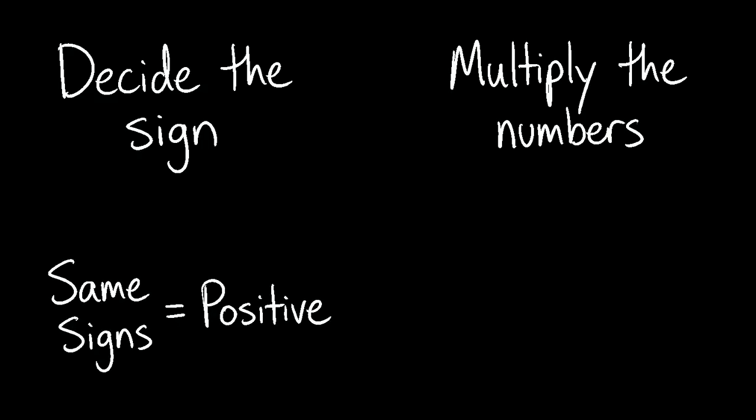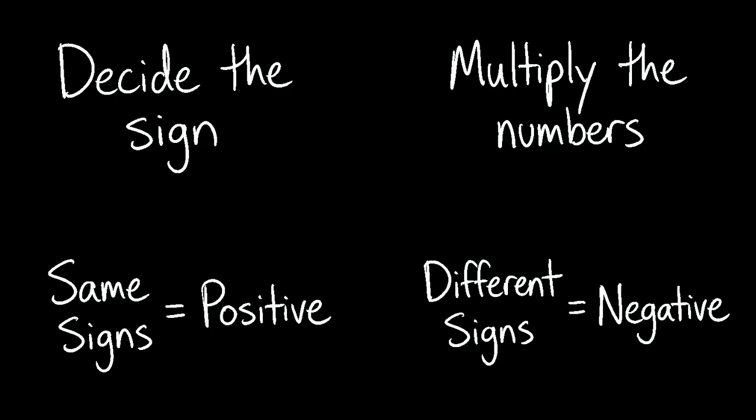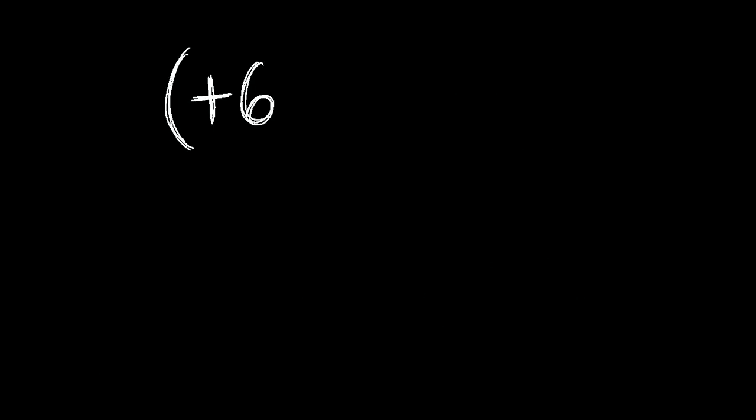Multiplying integers is easier when you follow one rule first. Decide the sign, then multiply the numbers. Remember this phrase: same signs mean positive, different signs mean negative. Let's try a few examples.